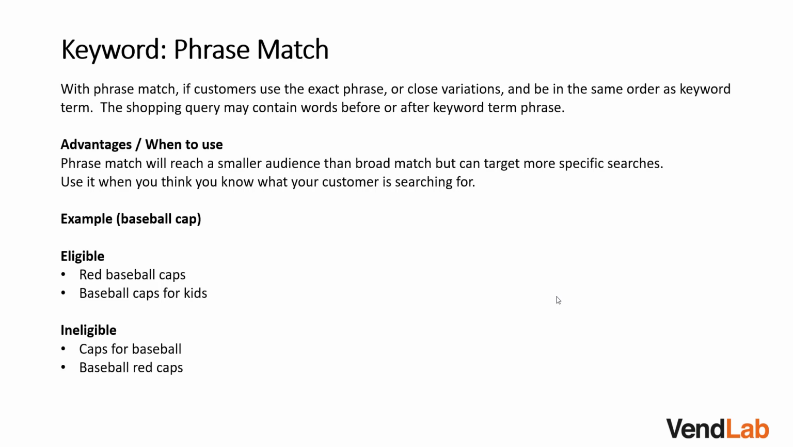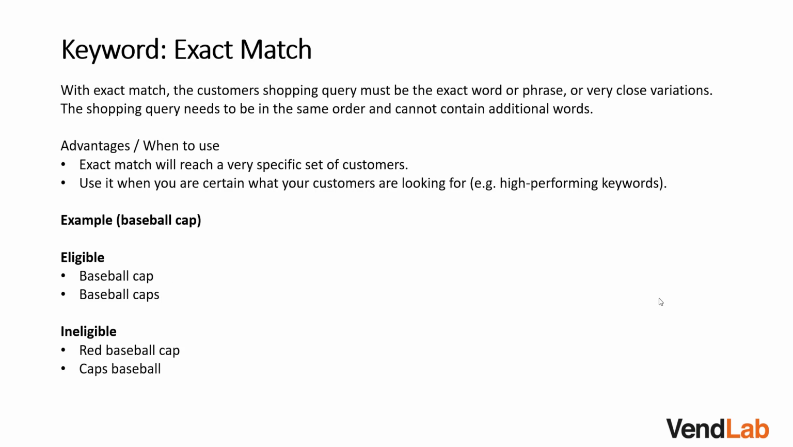With exact match, the customer's shopping query must be the exact word or phrase, or very close variations, as the keyword specified in the sponsored ad. So the query must be in the same order and cannot contain additional words. So exact match can hone in on a very specific set of customers, and use this when you're certain about what your customers are looking for. So using the baseball cap example, baseball cap and baseball caps would be eligible because it's a close variation, but any other combination of words would be ineligible. So 2 examples are red baseball cap or caps baseball.